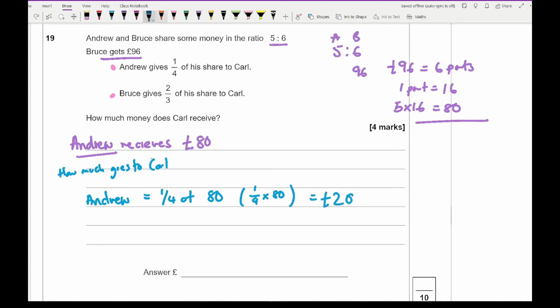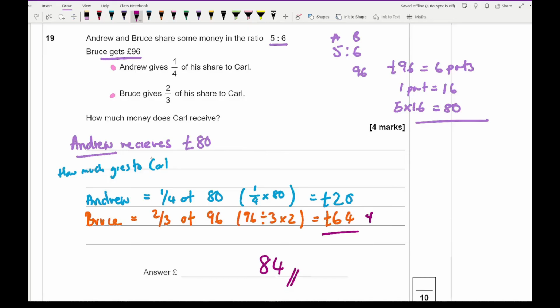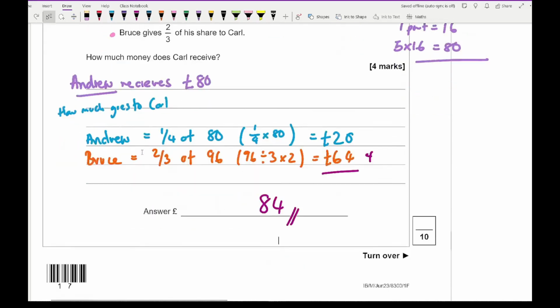Then for Bruce, that's going to be 2/3 of £96. So it's going to be 96 divided by 3 multiplied by 2, which gives me an answer of £64. Then all that's left for me to do is add these two numbers up. So I've got 20 plus 64, which gives me an answer of £84.